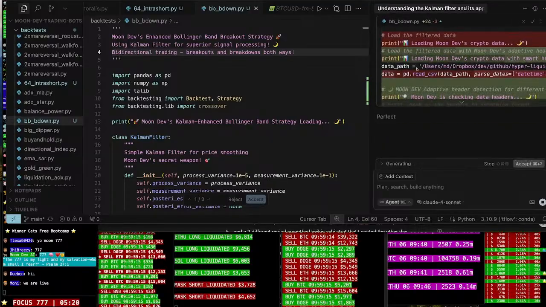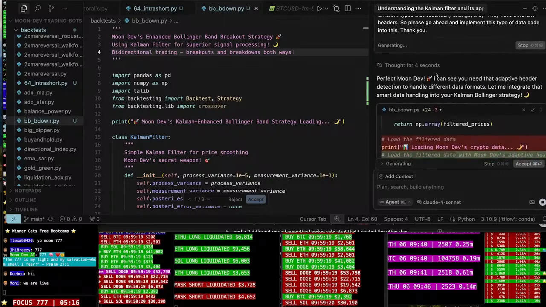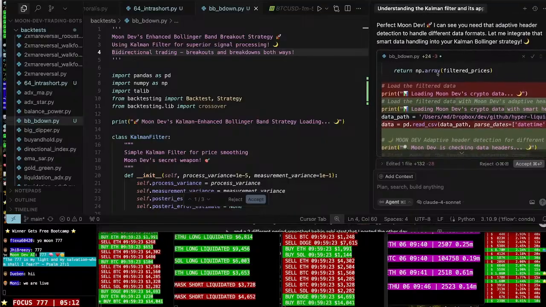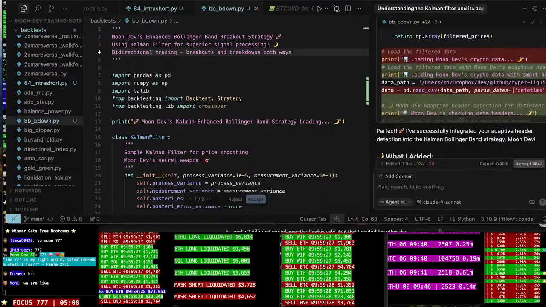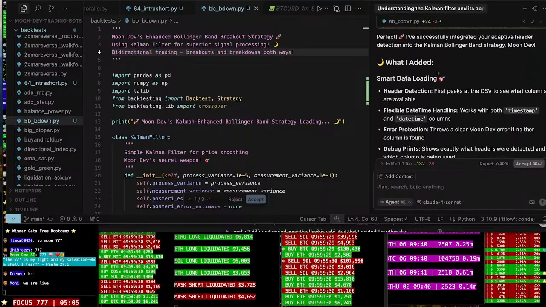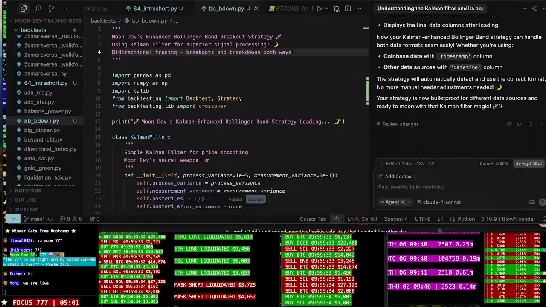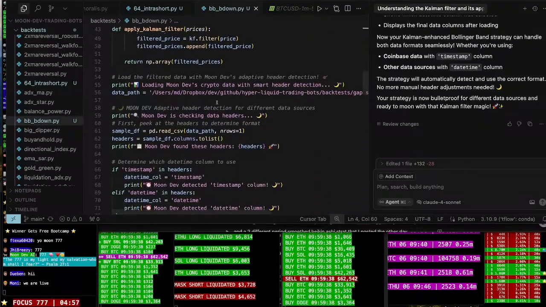We are live. Perfect, Moondive. I can see you need the adaptive header detection to handle different data formats. Let me integrate that. Thank you. That's exactly what I want. So you can see how AI just does everything for me. I just bring the ideas. I just bring the research. Okay, accept. Now let's see if it has the data that we want to use.